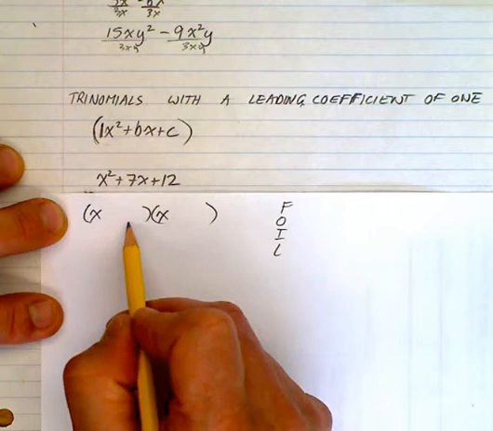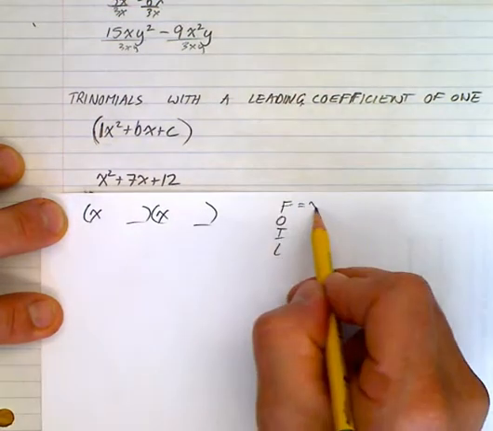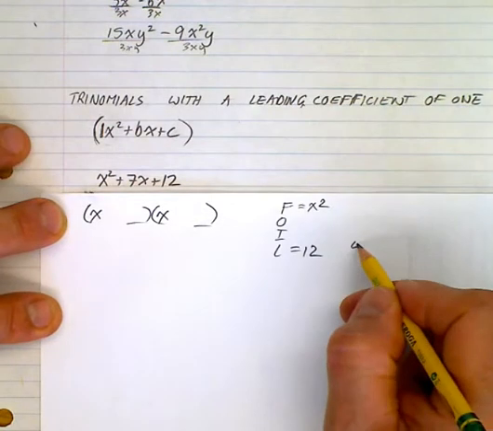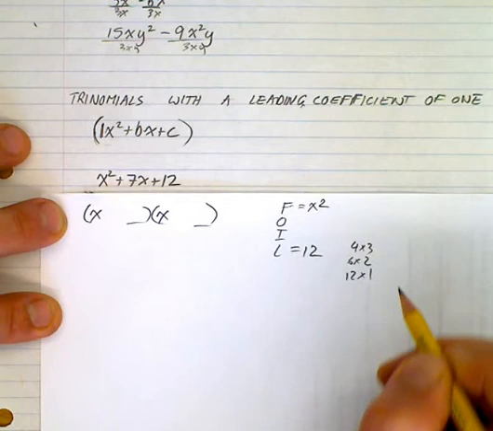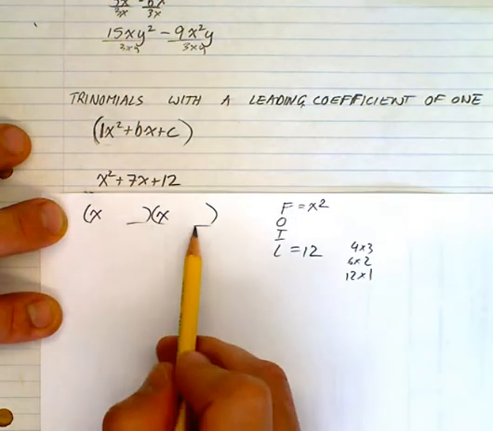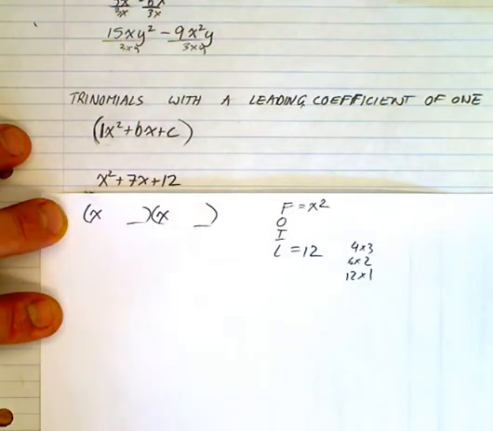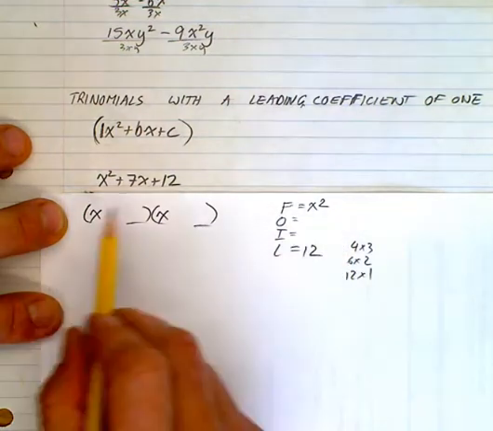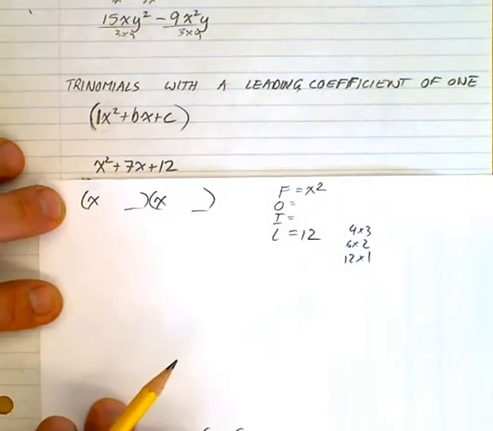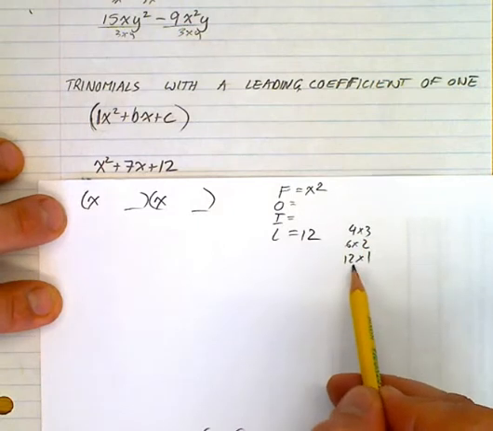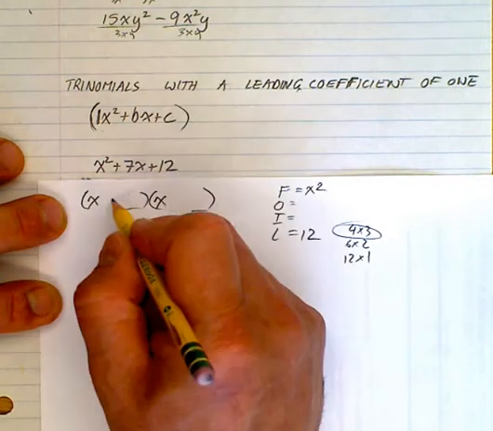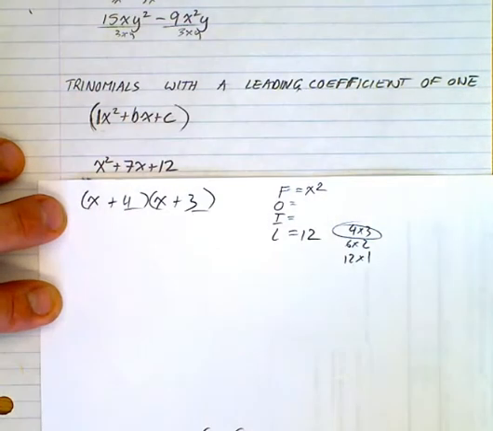Now these 2 numbers multiply to give me the last. They give me 12. So the factors that multiply to give me 12 would be 4 times 3, 6 times 2, or 12 times 1. Okay, those are the possible choices that I have here. The other limiting factor is the fact that they add up to give me 7. Because the outside and the inside, right? They add up to give me the 7. So, which of these pairs add to give me 7? Hopefully you see that it's 4 and 3. I need a plus 7, so it's plus 4, plus 3, and you're done.